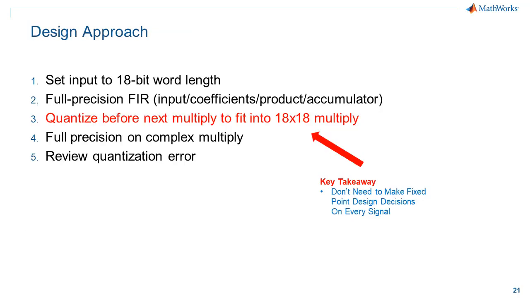So again, for the design approach to go from floating point to fixed point, we set an input to 18-bit word length. We did the FIR full precision. We quantized only at that intermediate point as we went from the output of the FIR to the mag squared. Then we did the complex multiply at full precision, and then we measured the quantization errors.